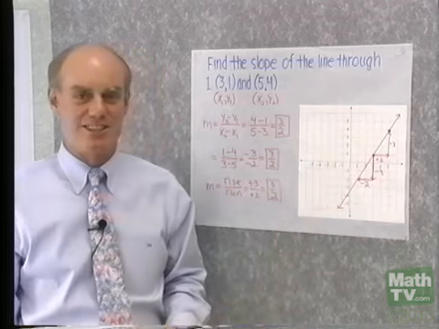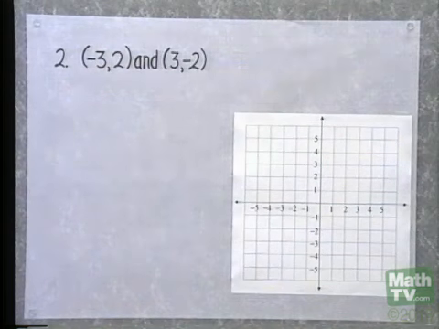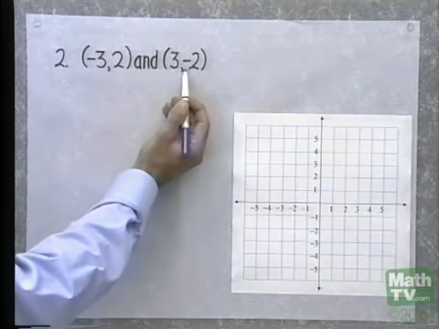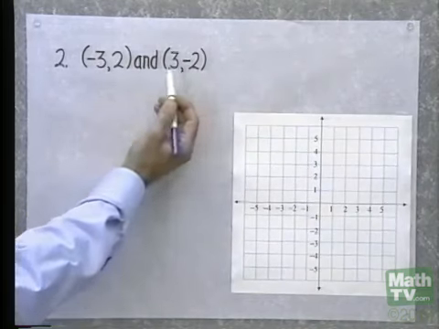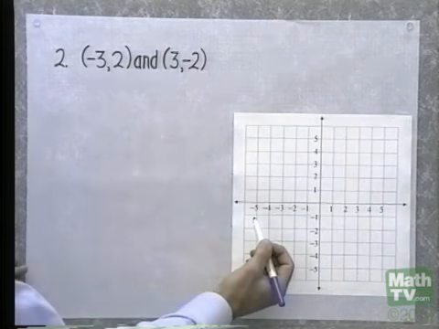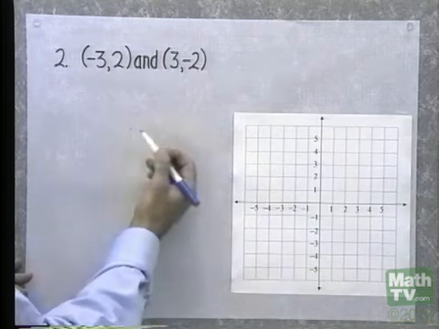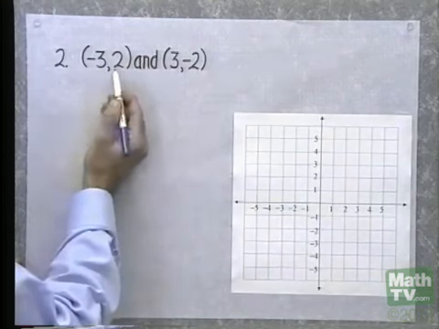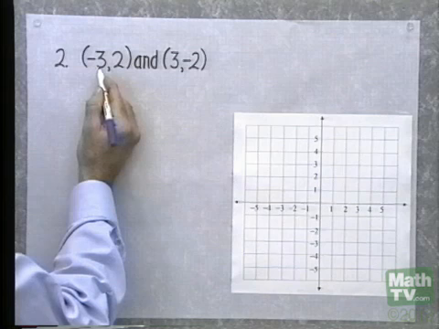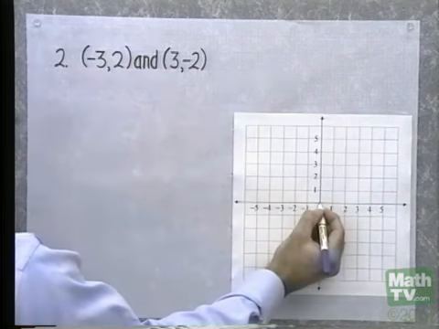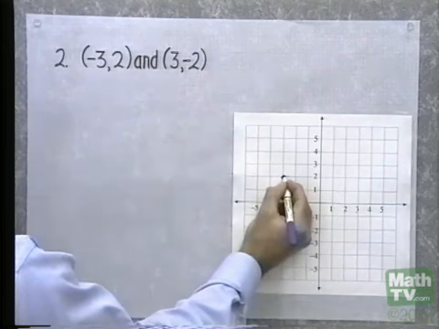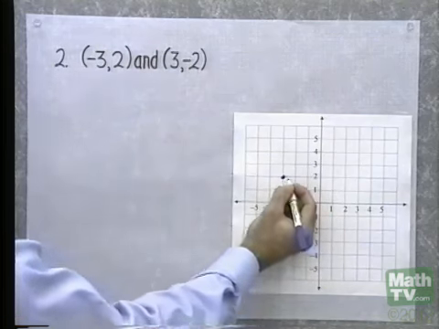Okay, let's look at our next example. This time I want to find the slope of the line that goes between -3, 2, that's this point, and the point 3, -2. This time let's start with the graph and then see if we can get the slope of this line from the graph, and then see if that matches what we get when we do it algebraically. So I'm going to graph the point x = 3, y = -2, and x = -3, y = 2. So I start here and I go back 3, and then I go up 2. That's the point x = -3, y = 2.